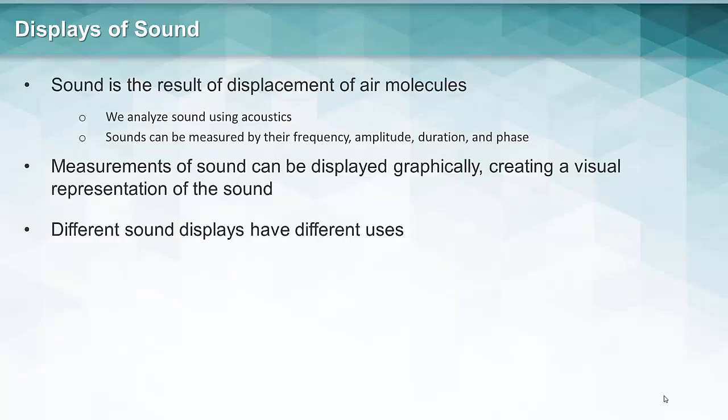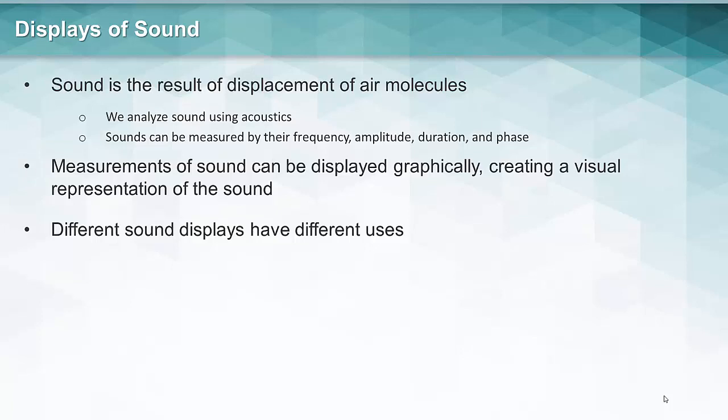Sound is the result of displacement of air molecules. If that displacement happens within a certain frequency range, around 20 to 20,000 hertz in humans, then we can hear it. Sound is analyzed using acoustic measures. The three main measures are frequency, amplitude, and duration. Additionally, phase can sometimes be measured and is important for specific things like how we hear what direction a sound is coming from.